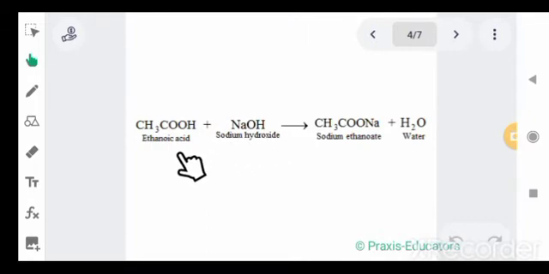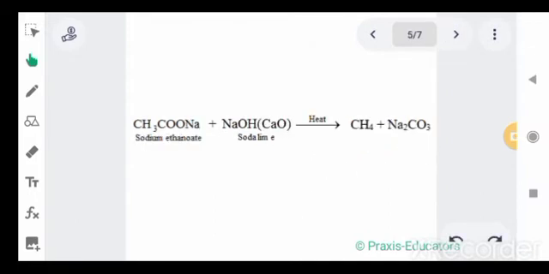Now the next chemical property we're going to look at is ethanoic acid reacting with sodium hydroxide. This reaction is a neutralization reaction. Recall that when you were taught acids, bases and salts, there's a type of reaction called neutralization, where an acid reacts with a base to form salt and water only. So even ethanoic acid will also undergo this kind of reaction. Ethanoic acid reacts with sodium hydroxide to give sodium ethanoate and water as products, salt and water.